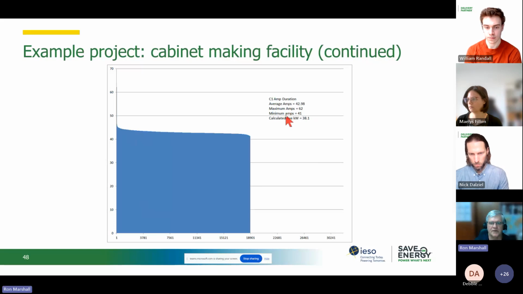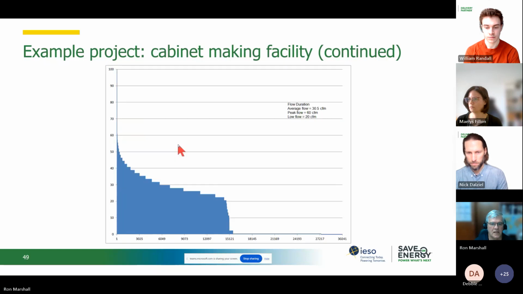We can see the compressor amps, right? If we sort high to low again, we can calculate what the average is, 42.98 in this period. And we can see the flow, not very high. For that 50% of the time, we can see the average flow is 30 CFM.